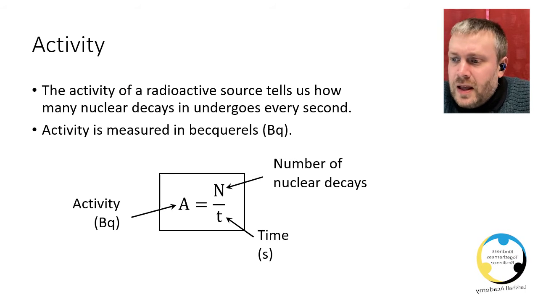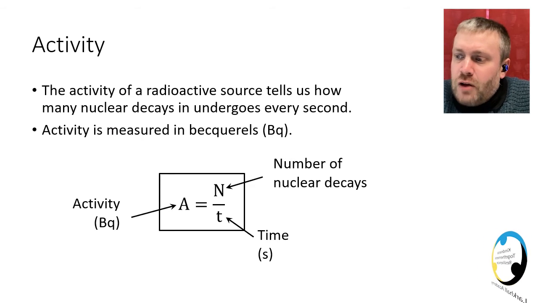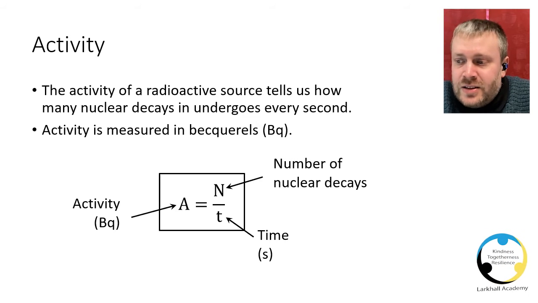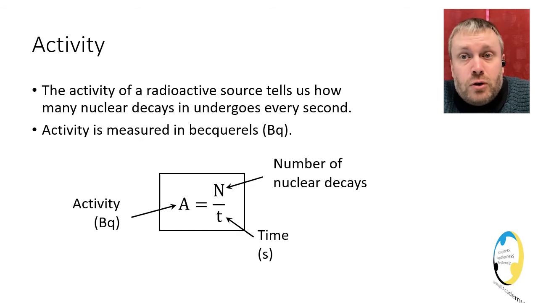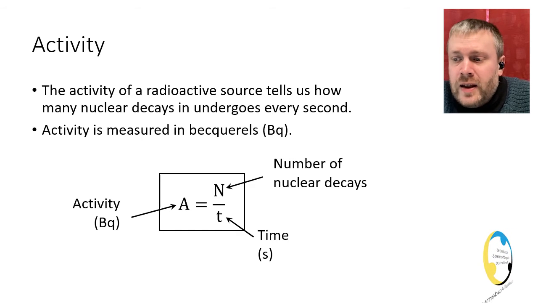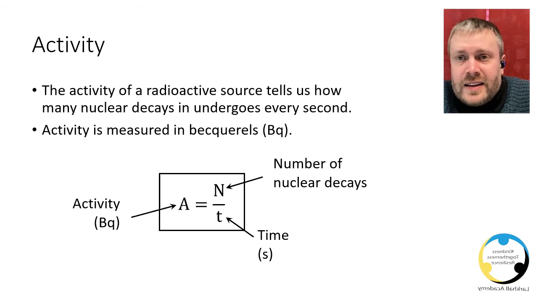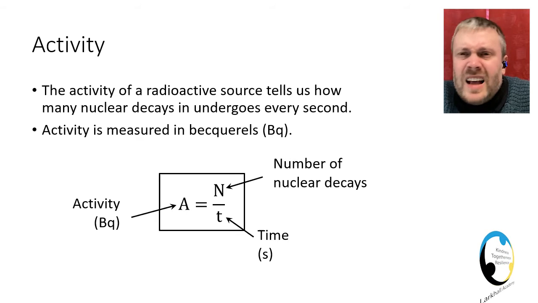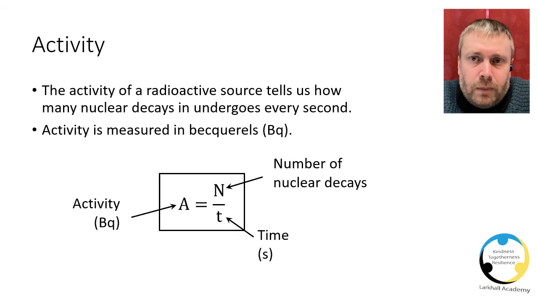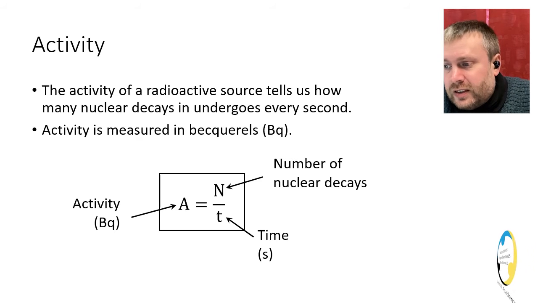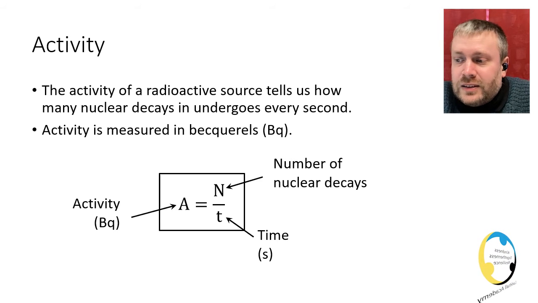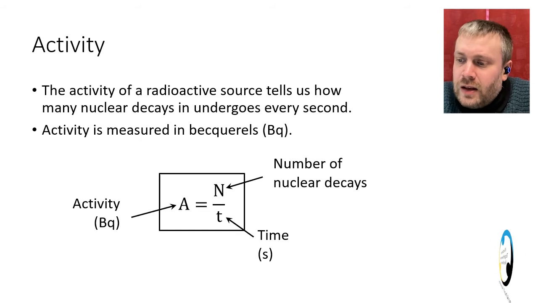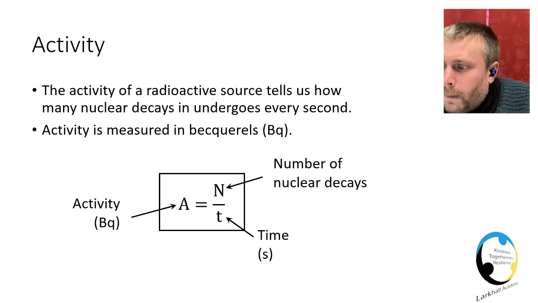So, activity. Now, the activity of a radioactive source basically tells us how many nuclear decays are happening in that nucleus every second. Okay, so it's how many nuclear decays the atoms are undergoing every second, a little bit like frequency was the number of waves we're detecting every second. Activity is measured in this unit here called becquerels.